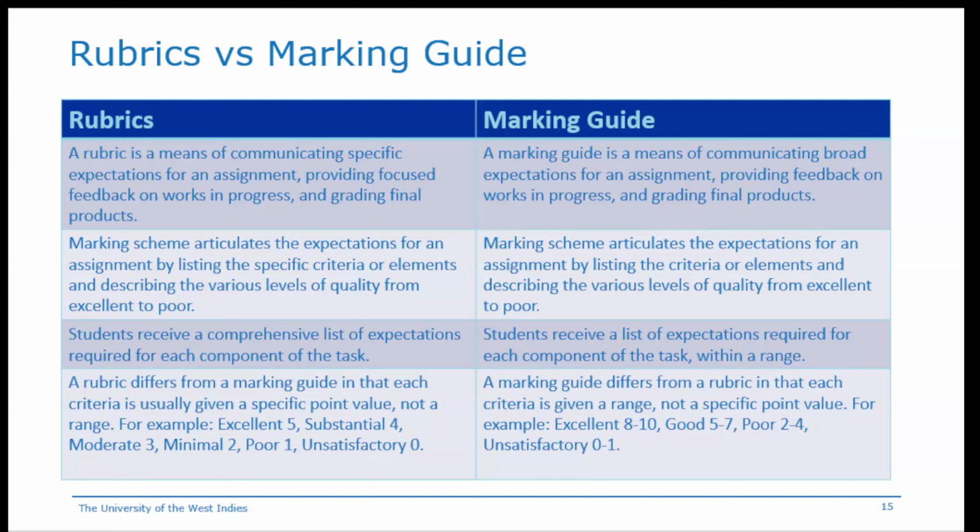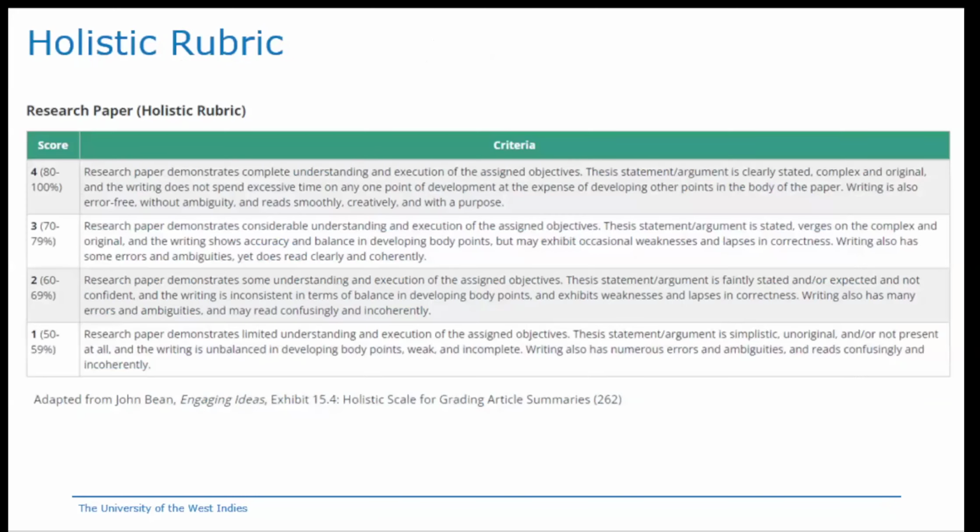It should be clear in having those various elements. For example, when you look at this, this is a rubric, but for some persons this can easily be misconstrued and translated into a marking guide, because you notice it has a range. If it didn't have the 1, 2, 3, and 4, then we could not have called this a holistic rubric. It would have been a marking guide, all right, because you have a range there.